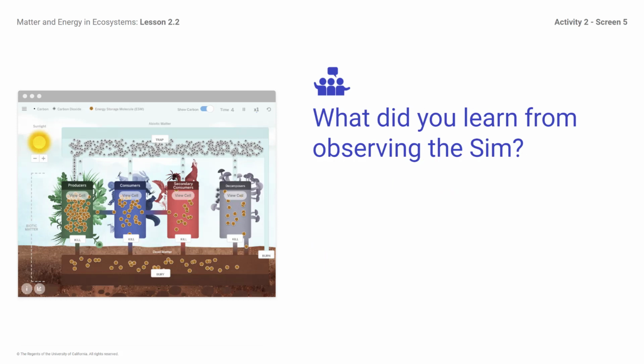What did you learn from observing the sim? You can tell which organisms are doing cellular respiration by observing which organisms give off carbon dioxide to abiotic matter. Sunlight does not affect which parts of the ecosystem give off carbon dioxide, so sunlight must not be required for cellular respiration.